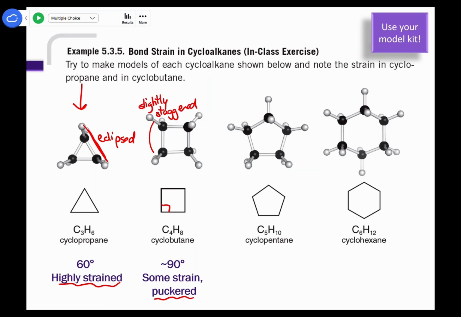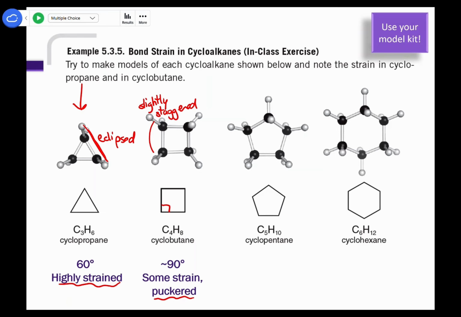Okay. Cyclopropane isn't very common. Cyclobutane is more common. Cyclopentane is even more stable and even more common. So here we have our cyclopentane. We can see the ratio of carbon to hydrogen is 1 to 2. Every single carbon atom has exactly 2 hydrogens attached to it.